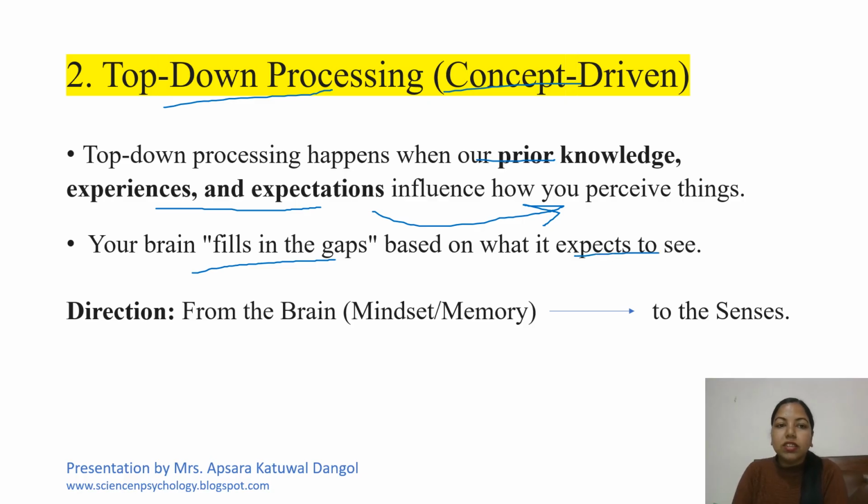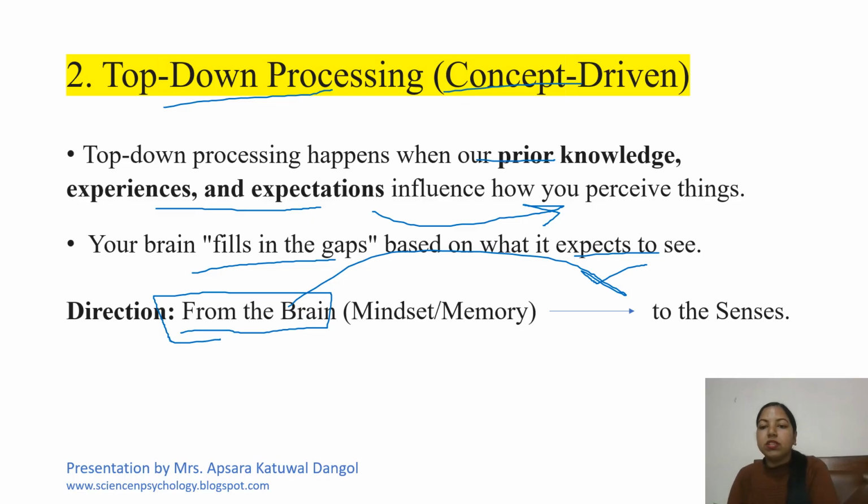Now, what is the direction of top-down processing? All the information is there in our mindset, our memory, and it goes from the brain to the senses. Now, information is sent to the senses.